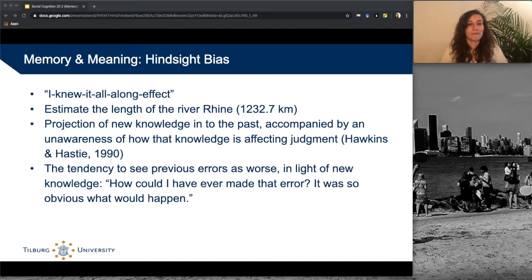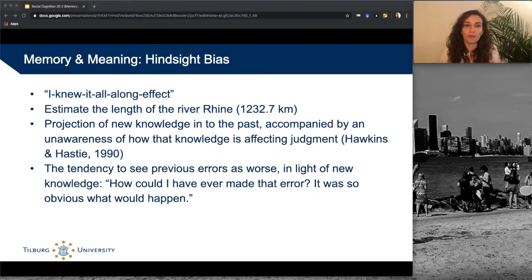So if I asked you to estimate the length of the River Rhine, and I promptly told you that it was 1,232.7 kilometers, you would probably say, well, I guessed it was something in that ballpark. So the hindsight bias describes how we can project new knowledge into the past, and this goes unaccompanied by awareness of how that knowledge affects our judgment.